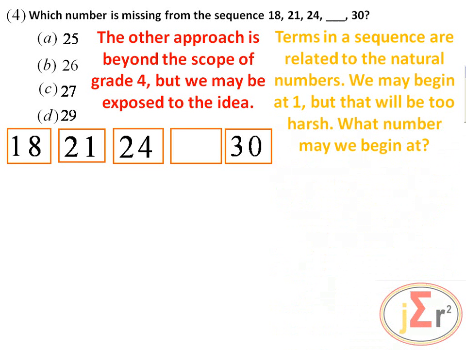Terms in a sequence are related to the natural numbers. We may begin at 1, but that will be too harsh. What number may we begin at? 18. What counting number? Let me see if Jerry can identify. There's a number that is related to 18, and then the very next number after that number is related to 21. 3. And the next number after that is related to 24.